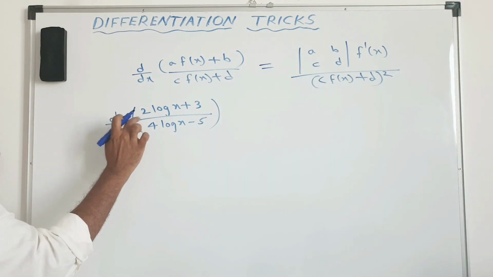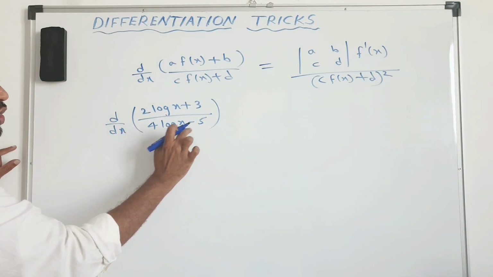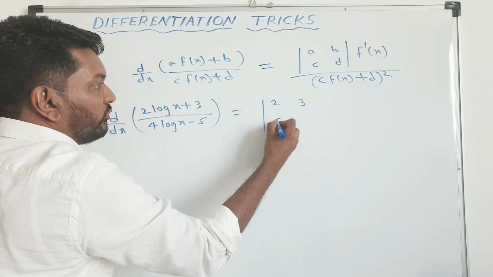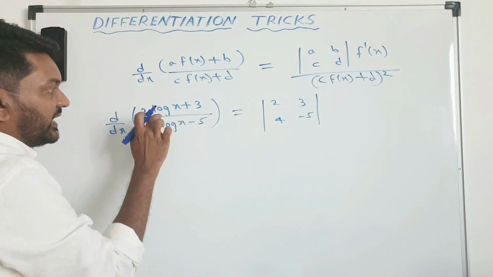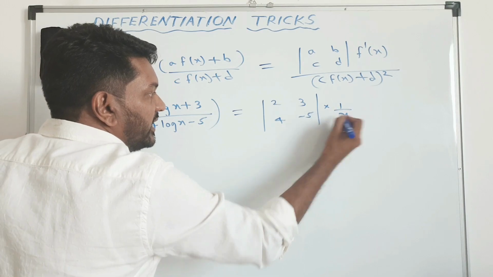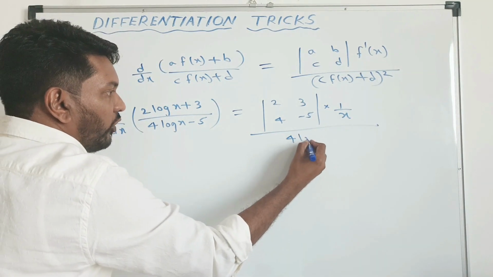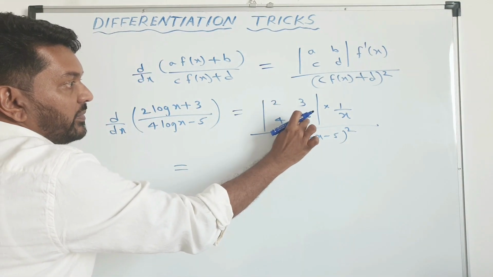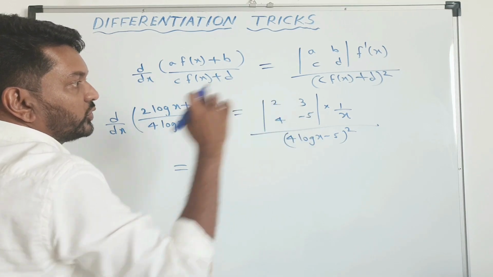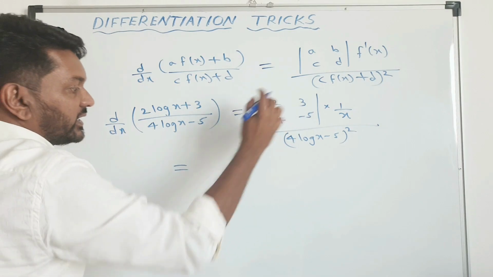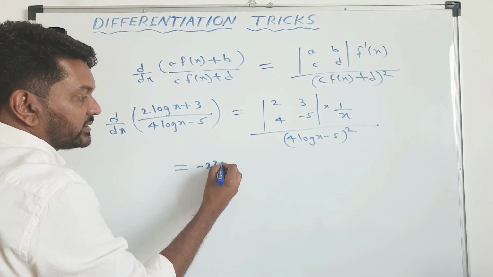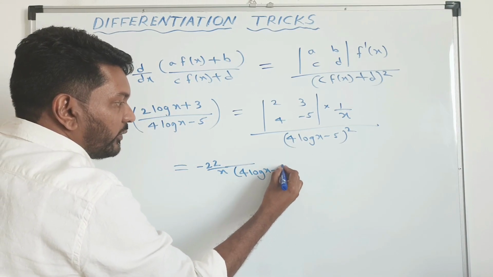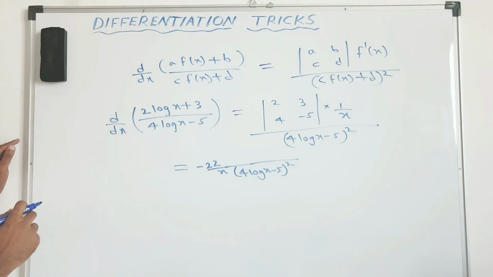Question is d by dx of (2 log x plus 3) divided by (4 log x minus 5). So I can write it as a, b, c, d, which is 2, 3, 4, minus 5. Into simply differentiate this log x, which is 1 by x, divided by denominator square, which is (4 log x minus 5) the whole square. Now evaluate this determinant. 2 into minus 5, minus 10, minus 4 into 3, minus 12. So minus 10, minus 12, minus 22 into 1 by x. So minus 22 by x divided by (4 log x minus 5) the whole square is the answer. See, you got the answer in few seconds.